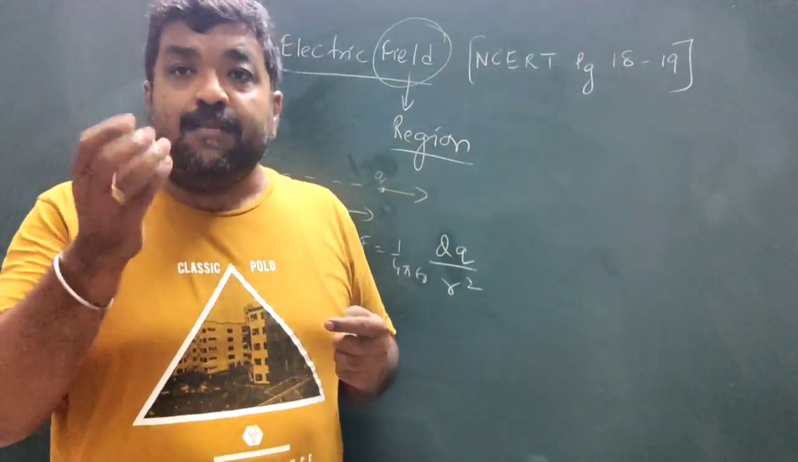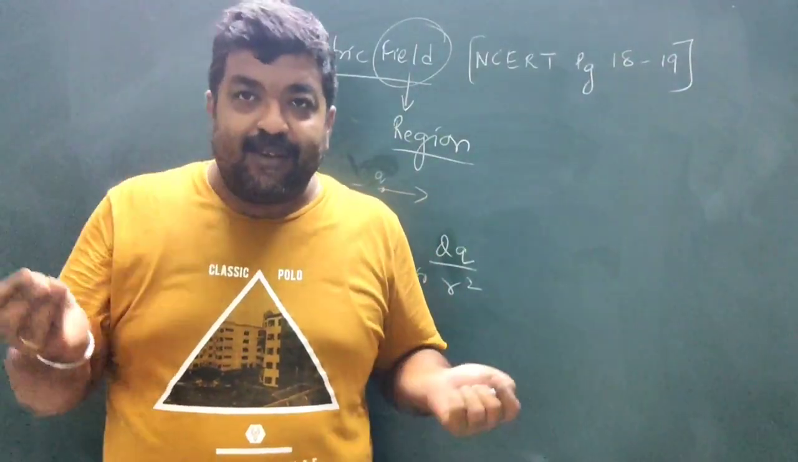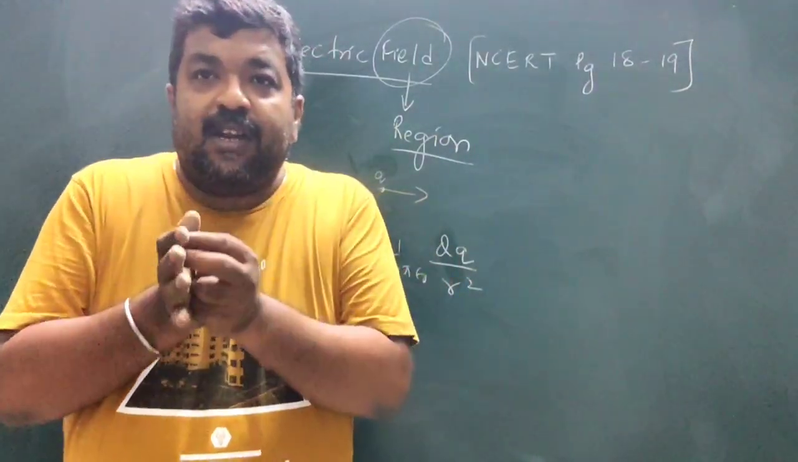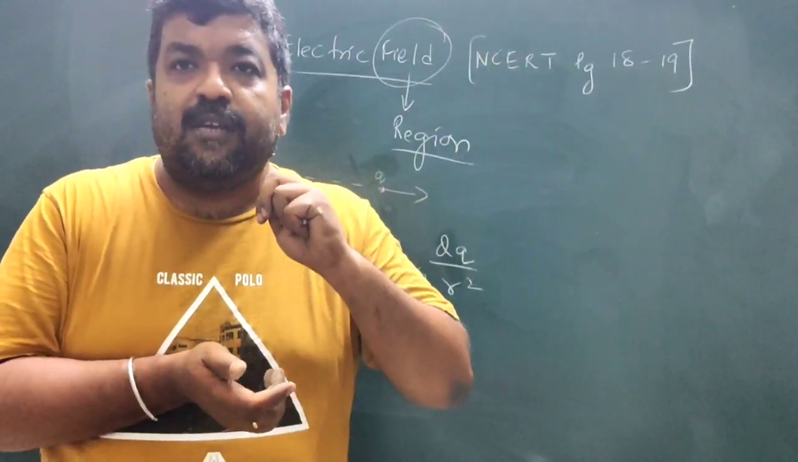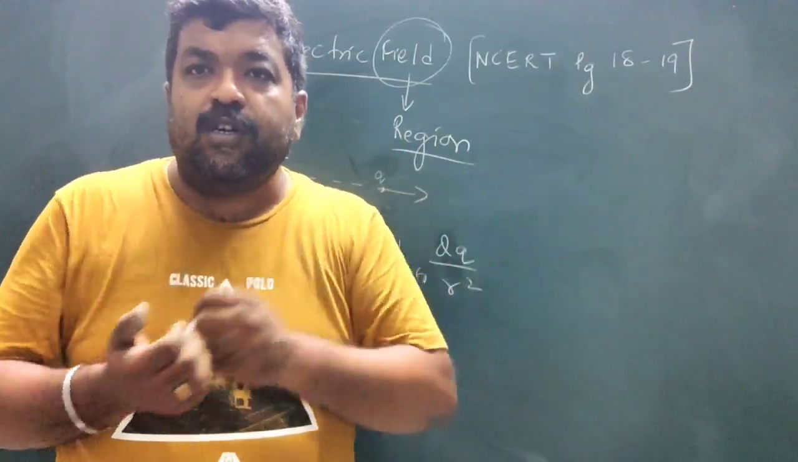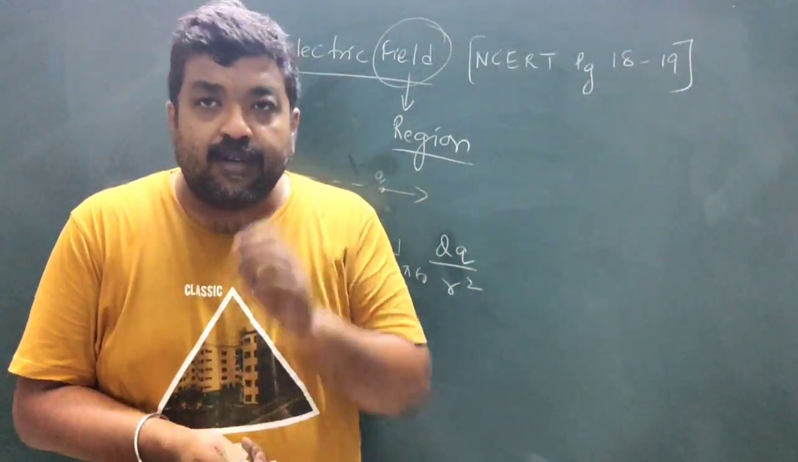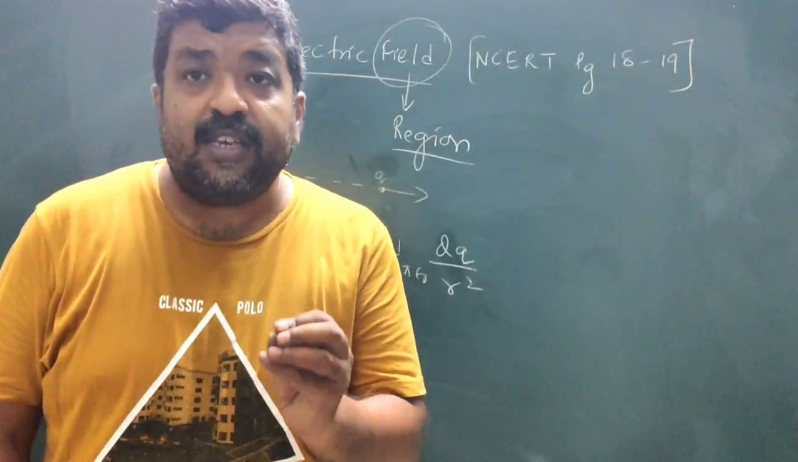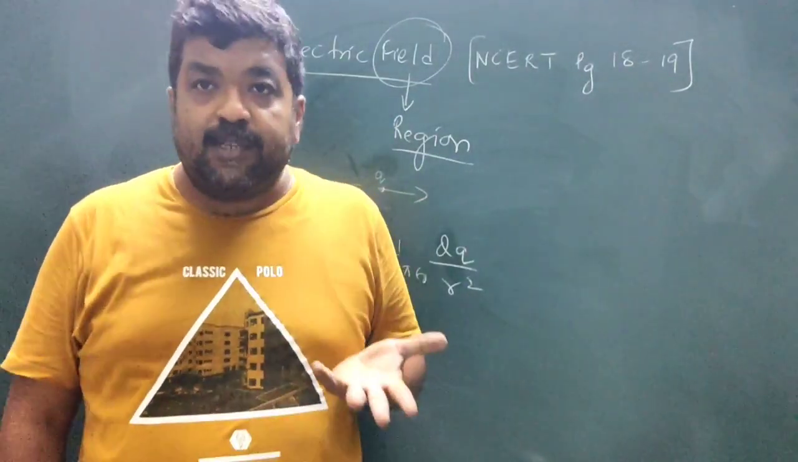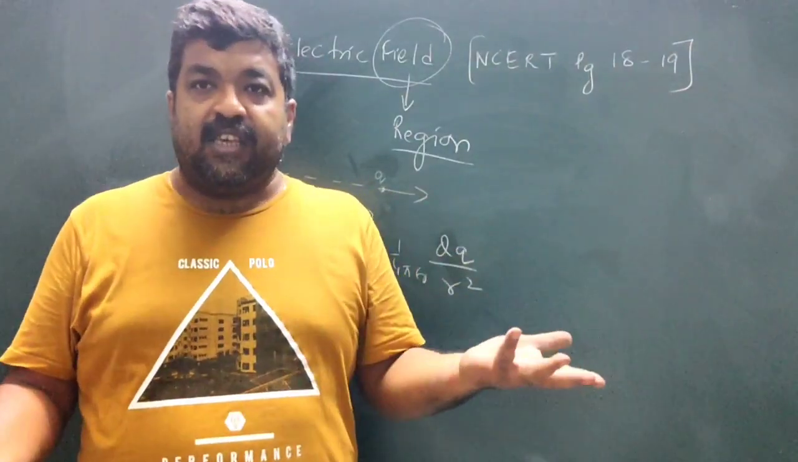Okay, so "seen" does not mean with the normal eye. Seen means that in that field, if you bring any other charge, you will see that the charge moves. Either it moves away or it moves towards, depending upon the sign of the charge. But that charge experiences a force. Force is an observable quantity. Force we can observe, but the region we cannot see.